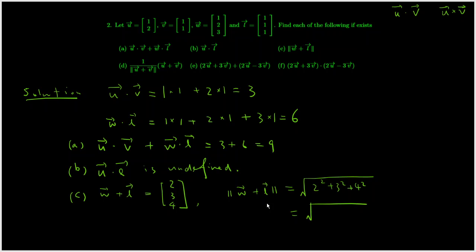So you compute the square root of, now let's say 4, and then plus 9, and then plus 16. So anybody want to tell me the final answer? I think it's 13 plus 16. You have square root of 29, is that right? Square root of 29, I think. Okay. So that's the answer to question C.